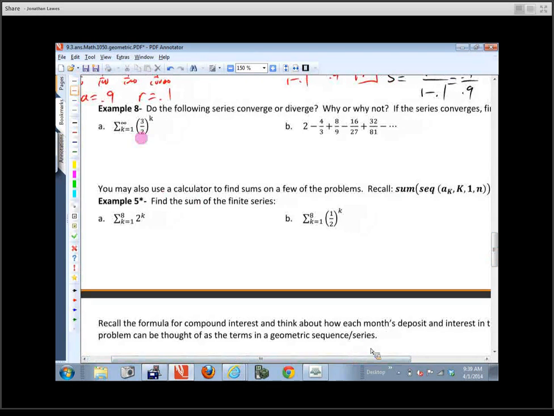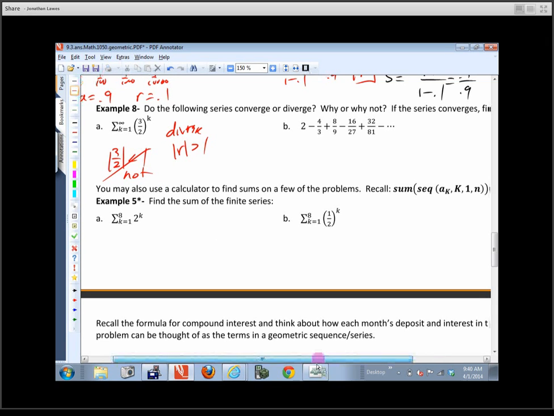Let's take a look at this one right here. Does this converge to an answer because it's an infinite geometric series, or does it diverge? Why does it diverge? r is greater than 1 in absolute value. If I do 3/2, it's not less than 1 in absolute value. So that one diverges.